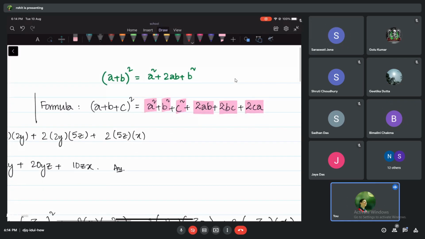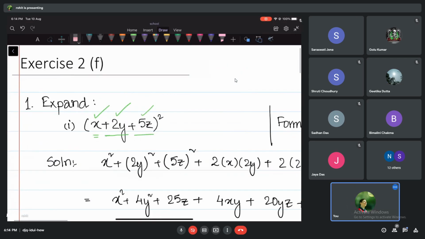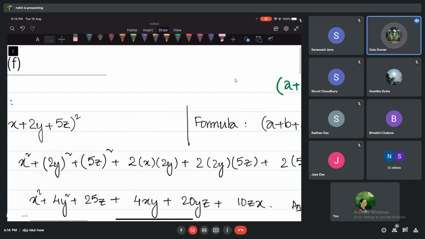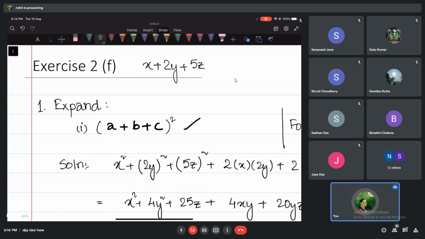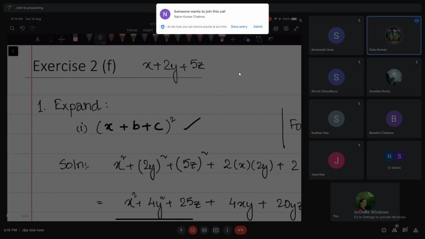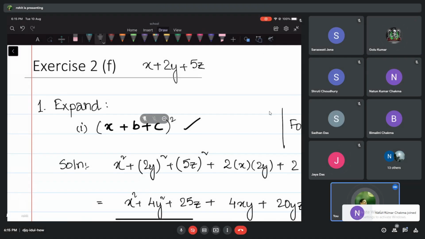Okay, see, Baliram, check. I'll remove this and keep it here. Can I write here a plus b plus c whole thing square? You know what to do with this, right, Baliram? Yes, sir. Do I have a plus b plus c or not? In place of a, what do I have, Baliram? In place of a, we have x.